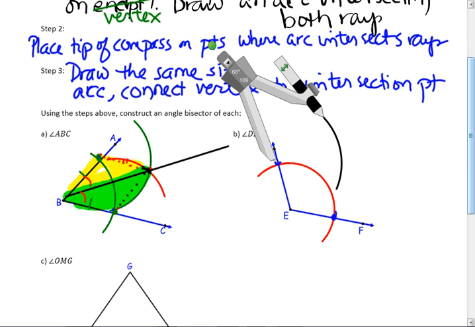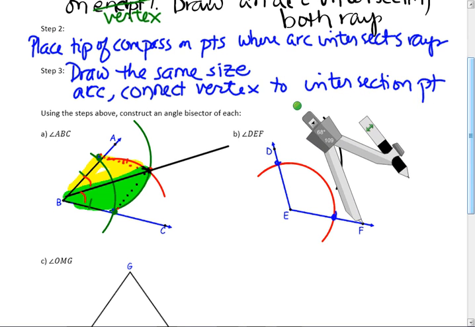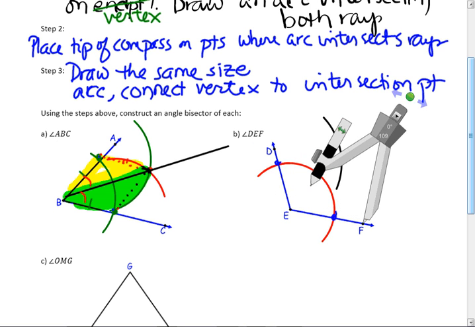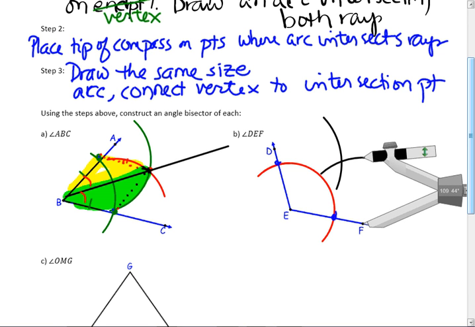And now I'm going to take this, and I'm going to put it on F, but I'm going to flip it over. And then I'm going to do that. So it's a different size arc, but that's okay. The arcs from these new points are the same. And notice it didn't even go through D. And now we'll draw the little line.